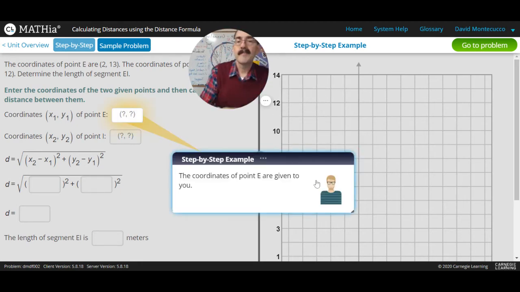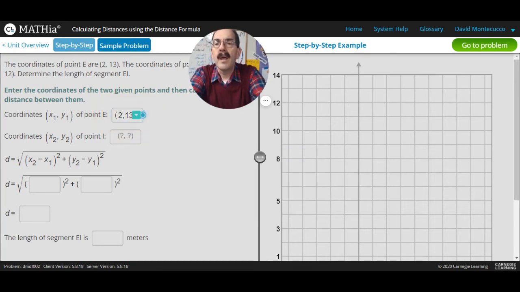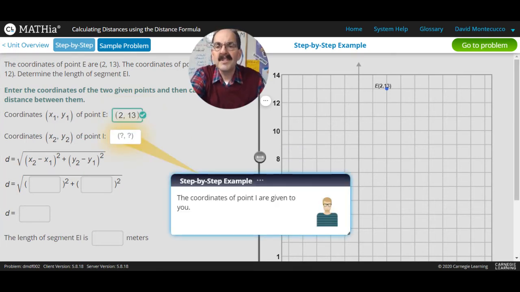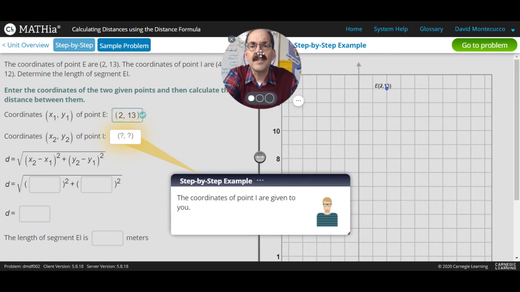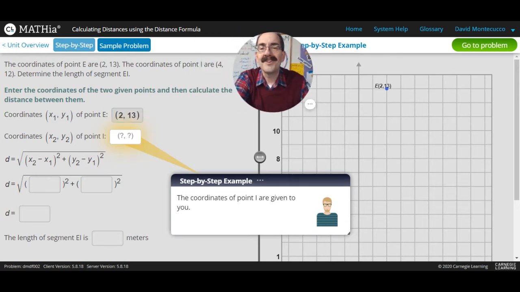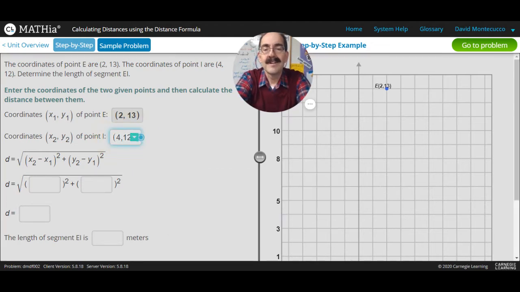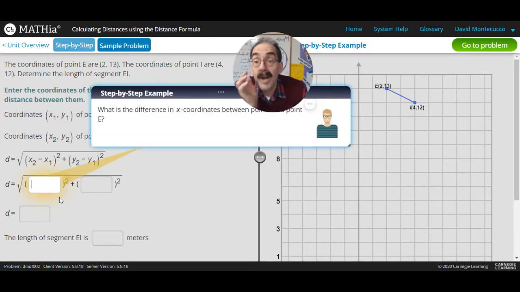Step by step. All right, so the coordinates of E are given to us. So parenthesis 2 comma 13, enter. And then the Y is the other one. My head's in the way. 4 comma 12. And now we're going to subtract them, okay?